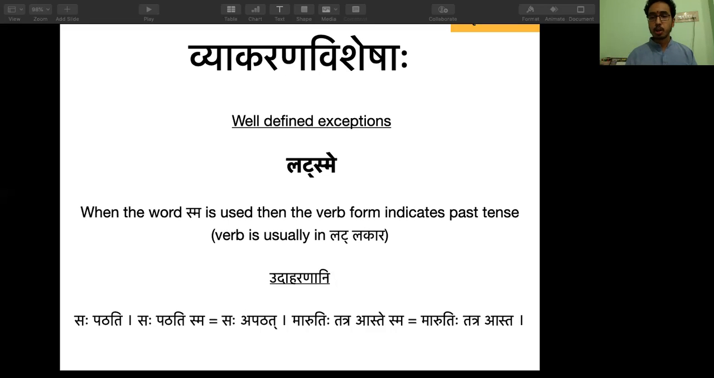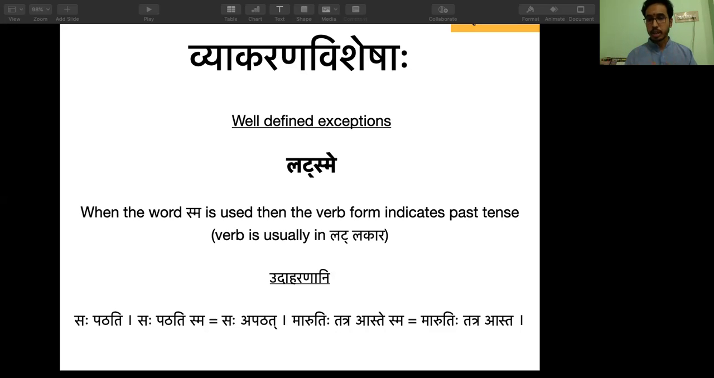Let's me. This is also very commonly given. When the avyaya sma is used in any type of sentence, then the kriyapada will always indicate past tense. Even though you write pathati, if you add a sma there, pathati sma, so pathati reads in the present tense, but if you add the sma there, pathati sma, it will become read, past tense. So that is what this rule is telling.